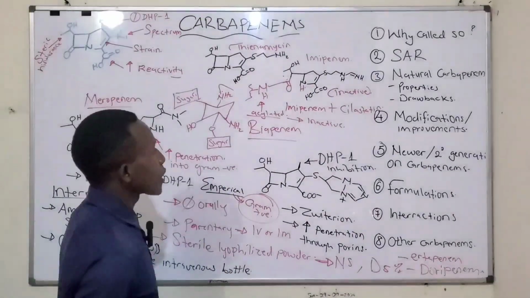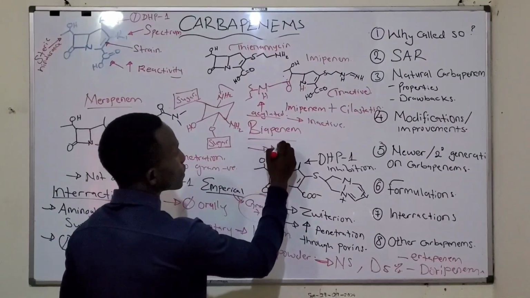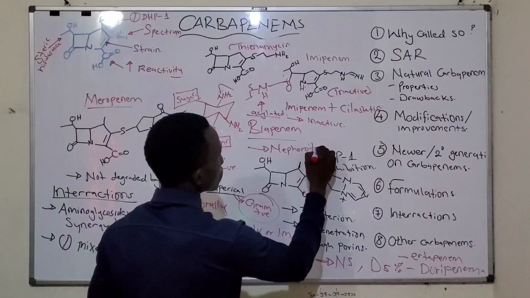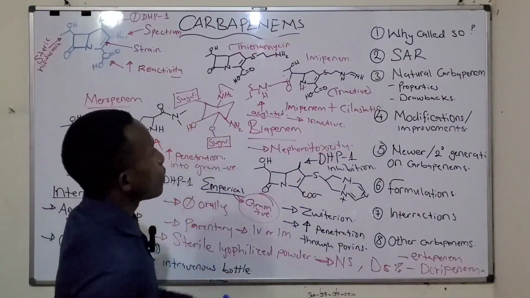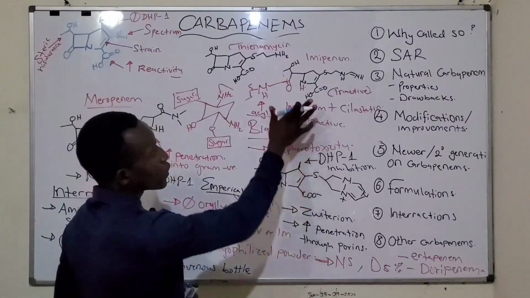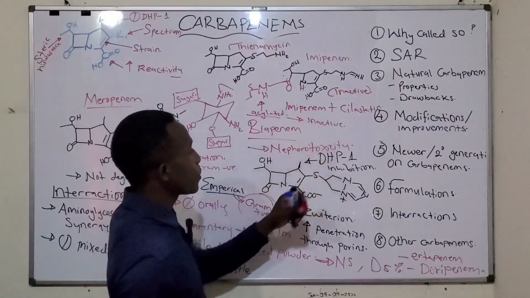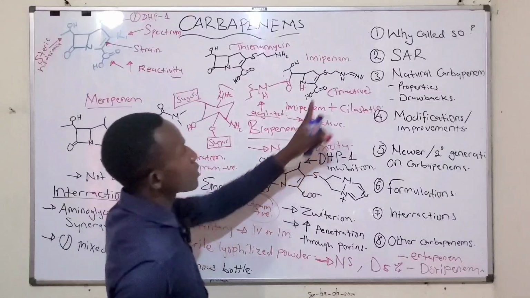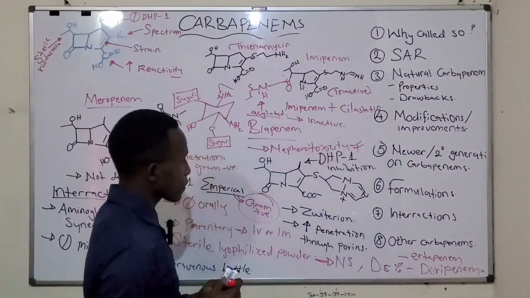Also, what I'd forgotten to talk about is that degradation by DHP1 leads to nephrotoxicity. That's why for imipenem, there is nephrotoxicity, because some of the drug can be degraded by DHP1, though there is cilastatin which can inhibit the enzyme. But if it's degraded, you can have nephrotoxicity.